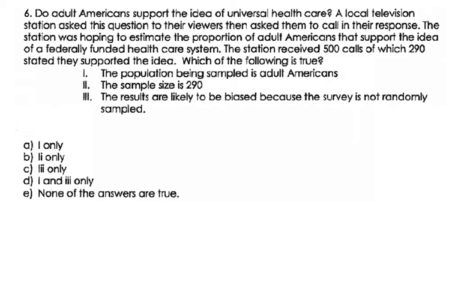1, the population being sampled is adult Americans. 2, the sample size is 290. 3, the results are likely to be biased because the survey is not randomly sampled. All right, so I would pick D, because the sample size wasn't 290, it said they received 500 calls.